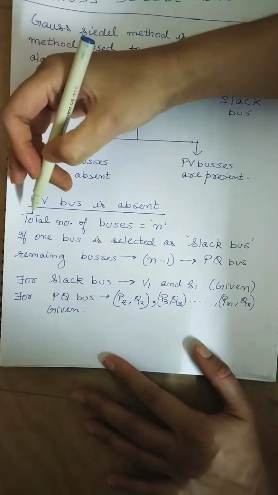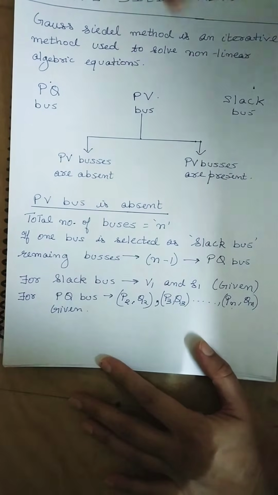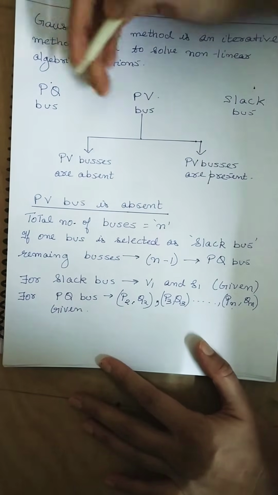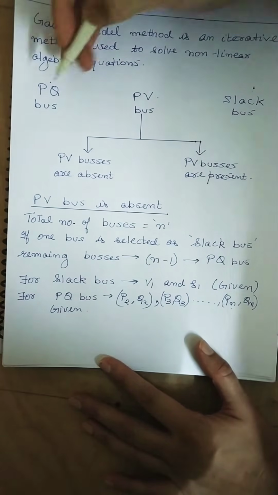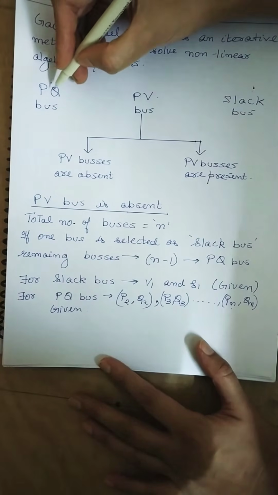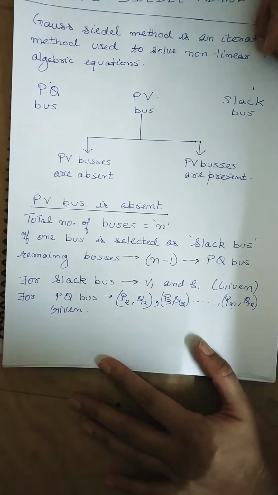Okay, so for that particular case we have to find, for all the buses, the other variables which are not given. For example, when the PV bus is not present, then for the PQ bus we will be finding voltage and angle, and for the slack bus we will be finding P and Q, where P and Q are the real and the reactive power.